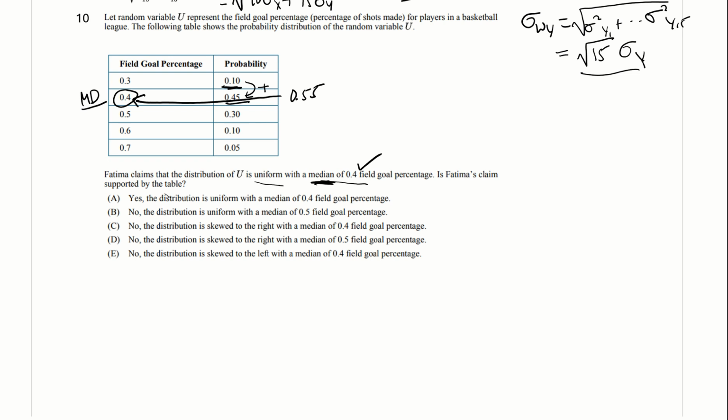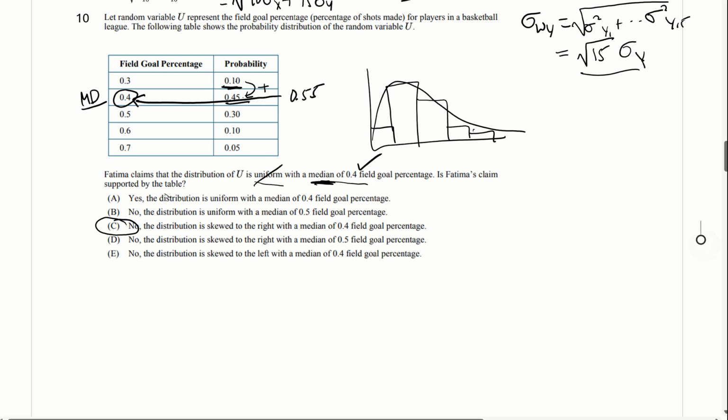However, is it uniform? Well, if you were to quickly graph it, you can see you got 0.10, then you got 0.45, so really high. Then you got 0.30, so that's lower, and then you got 0.10 again, and then 0.05. We can see from that graph that it's skewed to the right, so there's no way we're going to get something that's uniform. Definitely not that. Uniform would be the same anyways, so we already know that that's wrong. So we can see that it's skewed right with a median of 0.4. The answer is C.